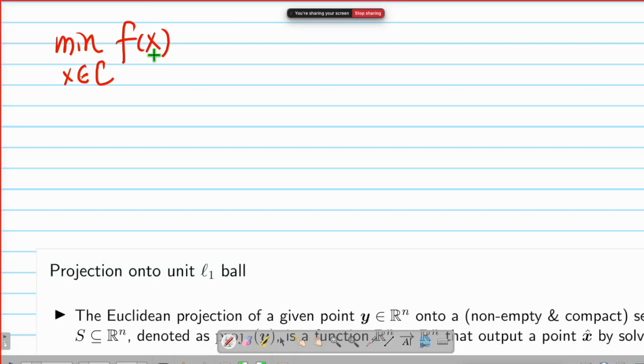We want to minimize f of x, where x is in a constraint set C. Last time we talked about this, that means x is inside the non-negative orthant. So this is easy to deal with. What if we have some very complicated C? That's the focus today.